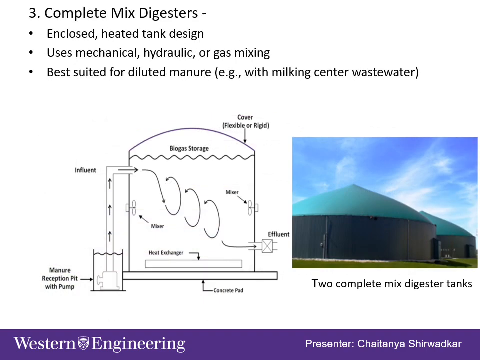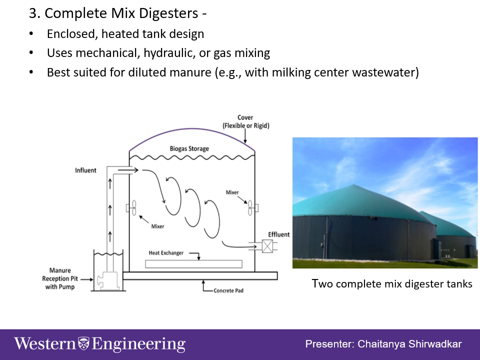Next is the complete mixed digesters, where the system consists of two enclosed heated digester tanks built on a concrete pad. Each tank is equipped with a mechanical mixer to ensure consistent mixing of the digester contents. Organic waste such as manure is collected in a reception pit and pumped into the digester. This digester processes the breakdown of the organic matter, producing biogas which is captured and stored under a flexible rigid cover. The biogas can then be used for various purposes such as generating electricity or heat.